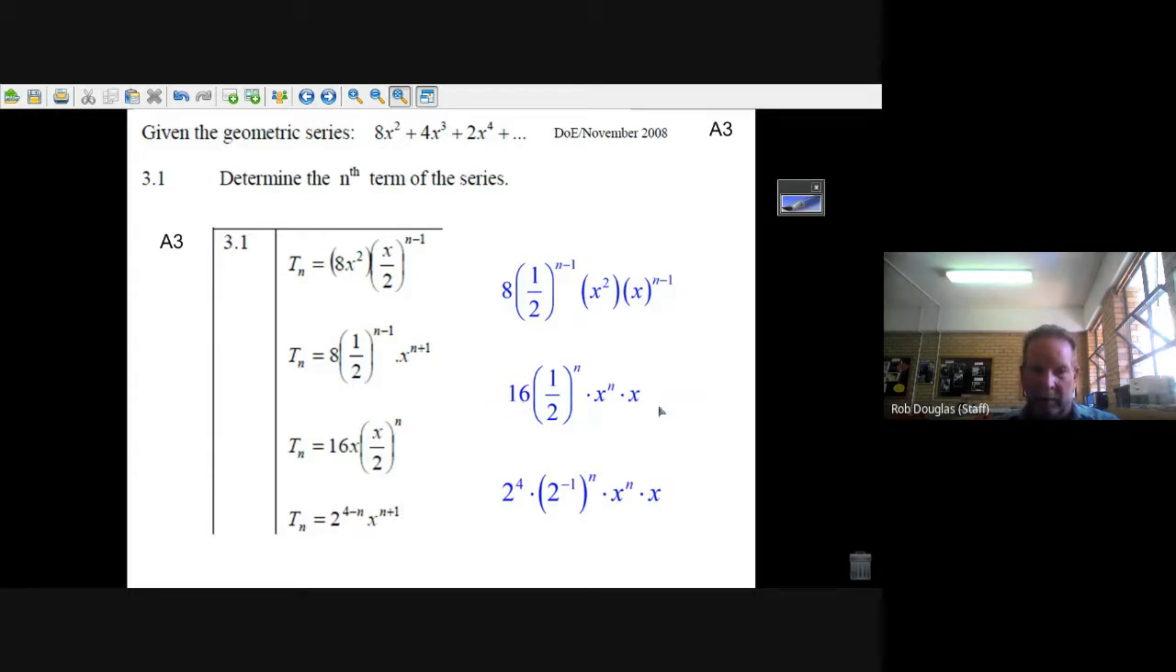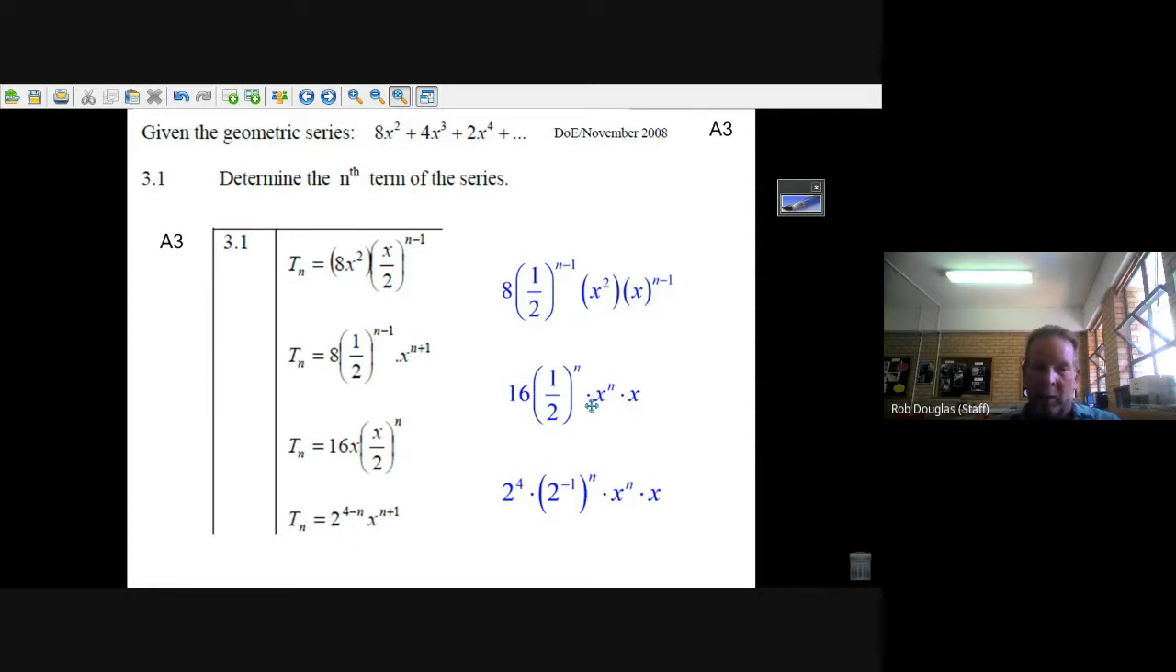Okay, here's another way of looking at this. Well, this x, you could put with this here and just call it 16x, I guess. You could write it like that. I think I would leave it like this. Now, this half is really 2 to the minus 1. This 16 is really 2 to the 4. Well, that's really 2 to the 4 minus n.